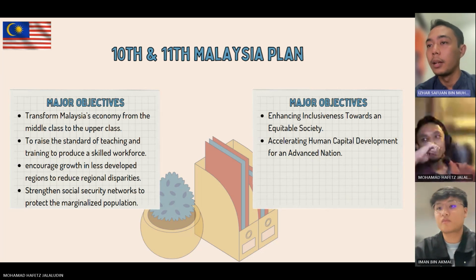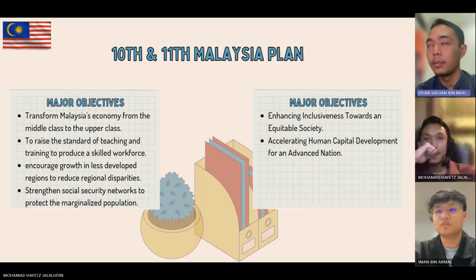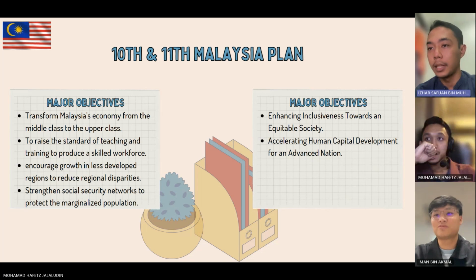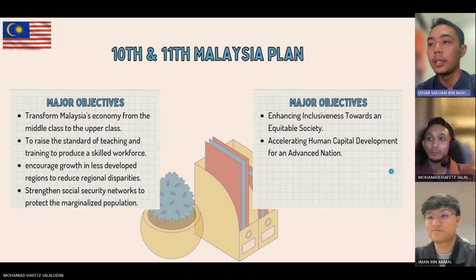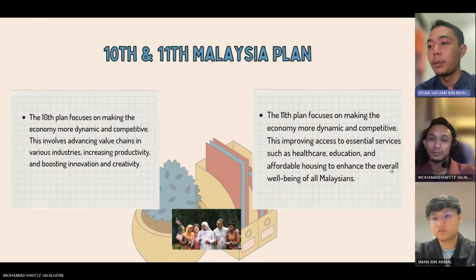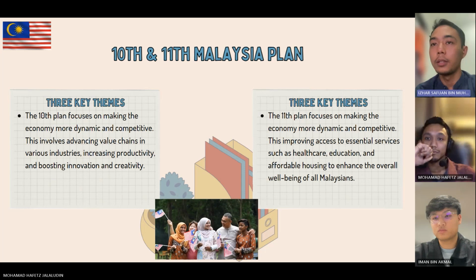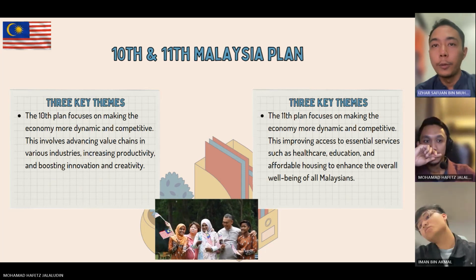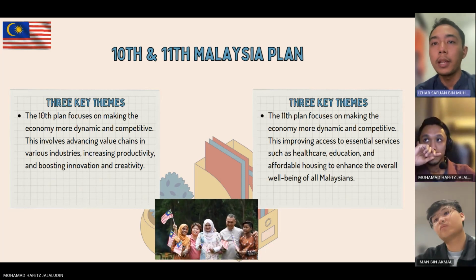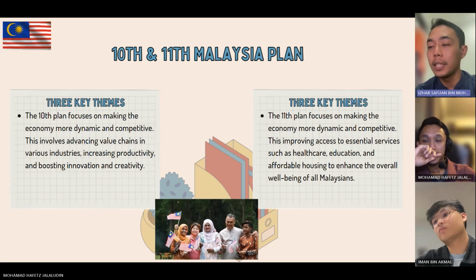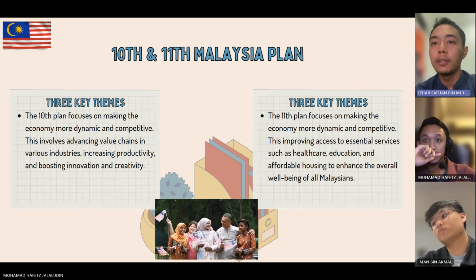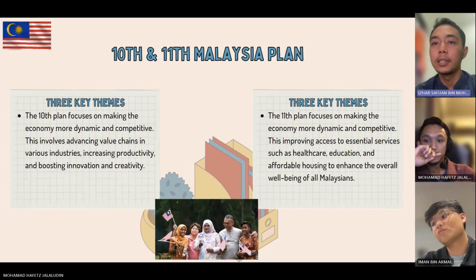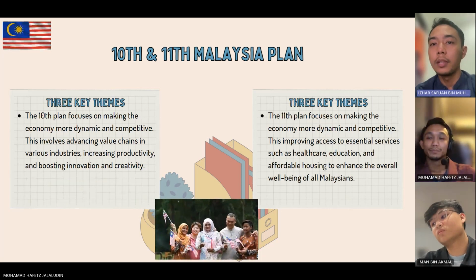The major objective for the 11th Malaysia Plan is enhancing inclusiveness toward an equitable society. The second is accelerating human capital development for an advanced nation. So we have covered the objectives. Let's find out about our key terms. The 10th plan focuses on making the economy more dynamic and competitive. This involves advancing value chains in various industries, increasing productivity, and boosting innovation and creativity.